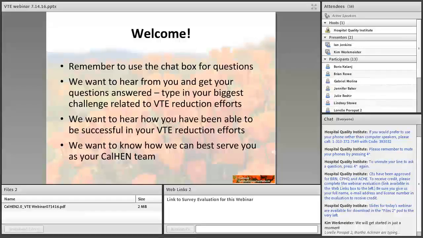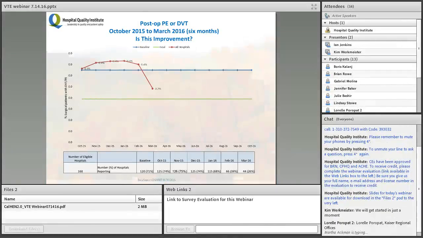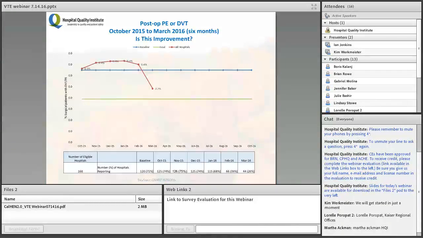So with that, let me take us through a brief look at the data for VTE. This might be a little bit difficult to see, but the red line represents all of the hospitals. This is not hospital-specific data by any means. Our blue line is our baseline that goes across. The red is our performance so far since baseline, and the green line represents our goal rate. As you can see, we are definitely moving towards the goal rate, maybe.